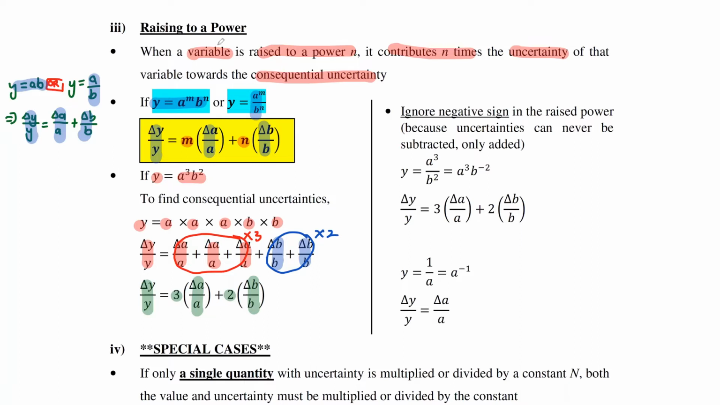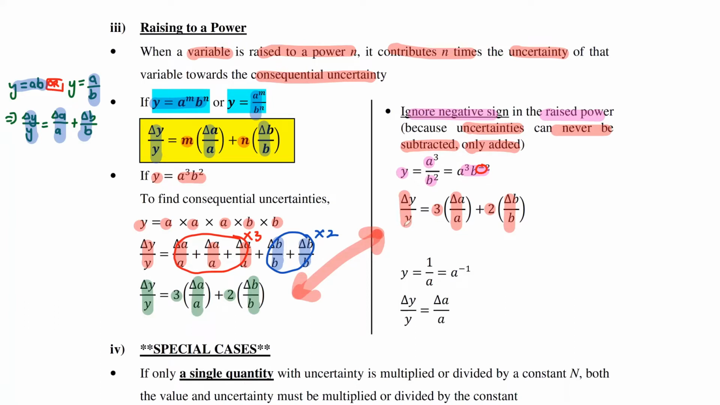Now, in the event that we have a negative in the raised power, we will normally ignore the negative sign. For example, if y is equal to a power 3 divided by b power 2, giving us a power 3, b power minus 2, we will just ignore the negative sign. If we were to consider the negative sign, it will cause the uncertainties to subtract. Recall that earlier I mentioned that uncertainties can never ever be subtracted, only added. So we will just ignore the negative sign here. The end result will be that the fractional uncertainty of y is equal to 3 times the fractional uncertainty of a plus 2 times the fractional uncertainty of b, which is the same expression as the previous example.